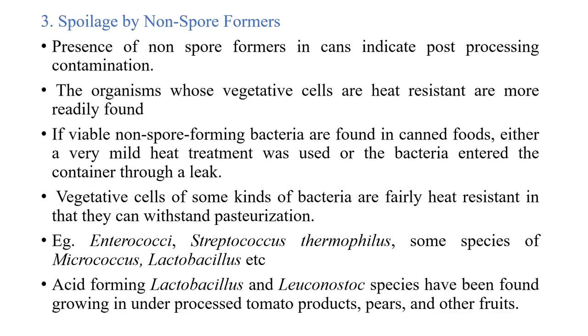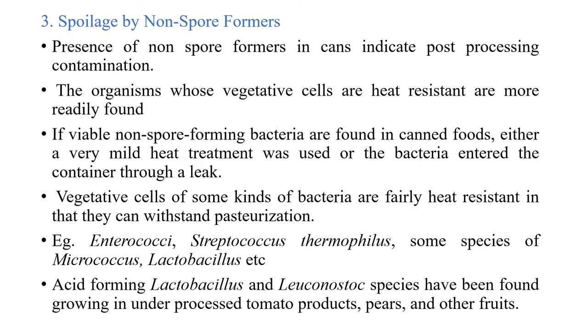Next is the spoilage by the non-spore formers, and the presence of the non-spore formers in cans indicates post-processing contamination. The organisms whose vegetative cells are heat resistant are more likely to be found, and if viable non-spore forming bacteria are found in the canned food, either a very mild heat treatment was used or the bacteria entered the container through a leak.